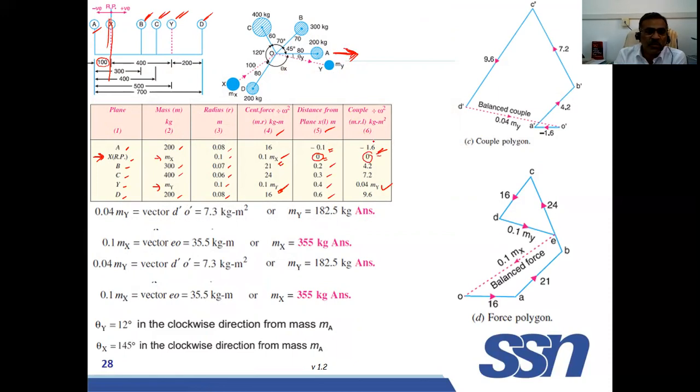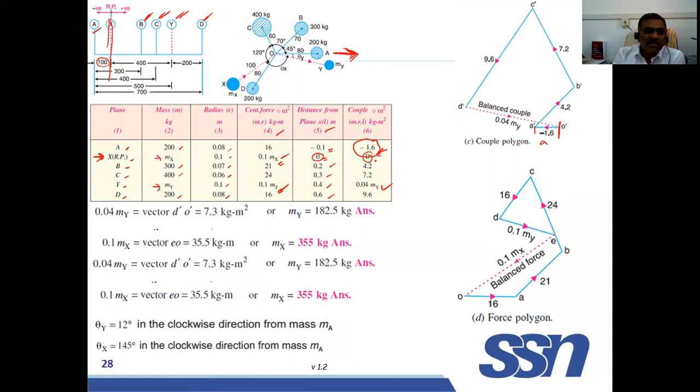What is the magnitude? 1.6. 1.6 is the magnitude. This is an arbitrary point. From this point, you take towards left 1.6. You take some scale, 1.6. So this is A, mass A, couple.